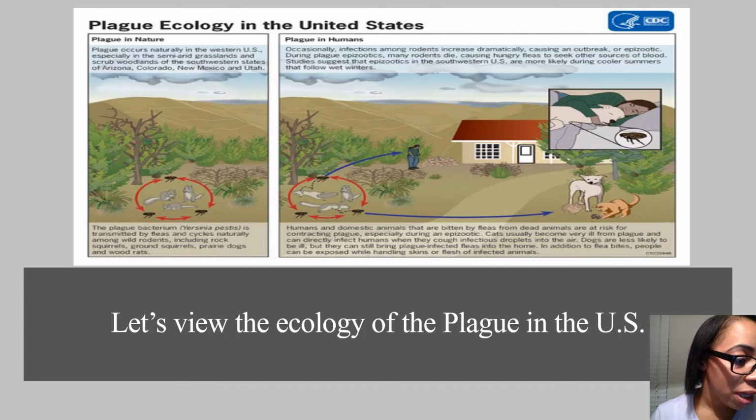Scientific studies have suggested that epizootics in the southwestern United States are more likely during cooler summers that follow wet winters. Epizootics are most likely in areas with multiple types of rodents living in high densities and in diverse habitats. In parts of the developing world, plague can sometimes occur in urban areas with dense rat infestations. The last outbreak of a rat-associated plague in the United States occurred in Los Angeles in 1924 through 1925.